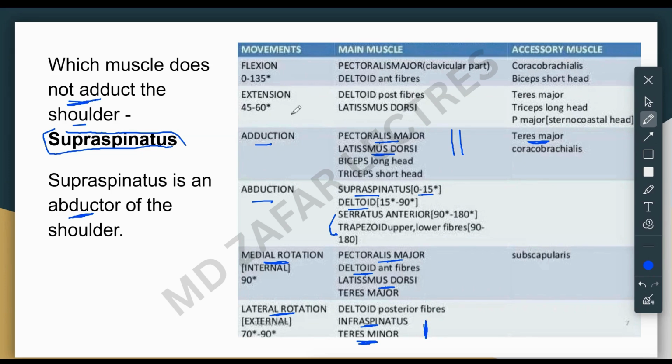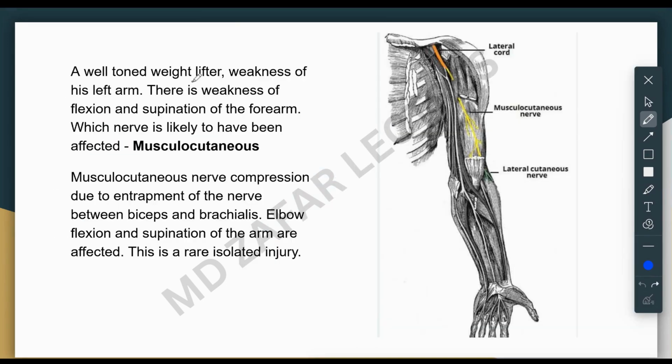Similarly, for flexion, we have deltoid and pec major, and for extension, we have the posterior fibers of the deltoid and latissimus dorsi. Out of these, adduction and abduction are more important, but remember at least one or two examples of flexion, extension, medial rotation and lateral rotation. So a well-toned weightlifter presented with weakness of the left arm.